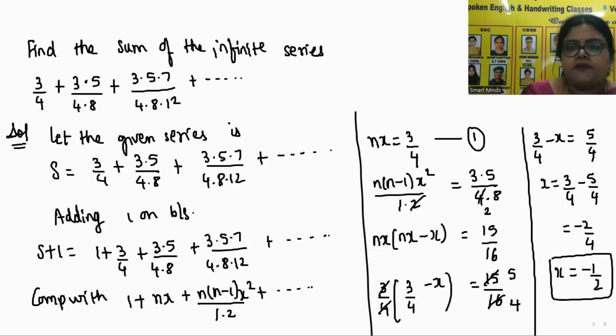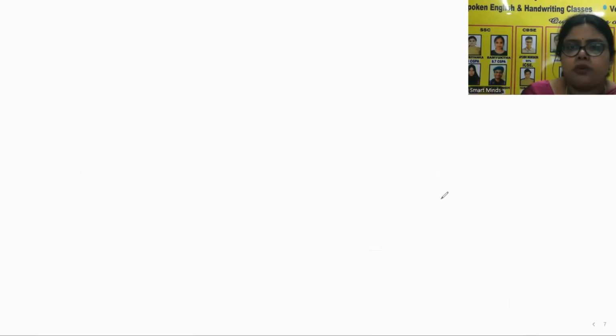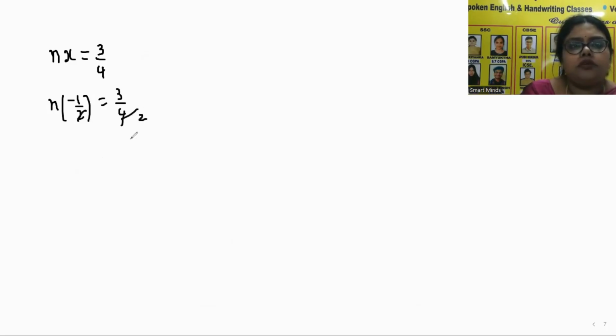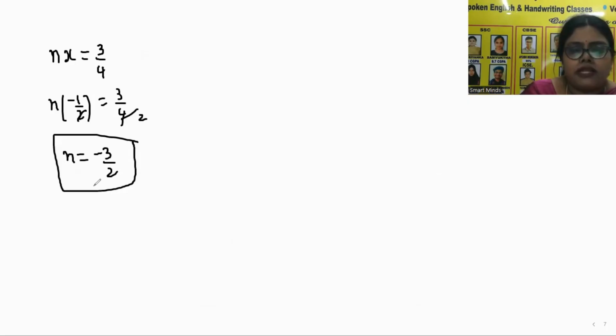So now we need to substitute this x value in equation number 1. So equation number 1 is nx is equal to 3 by 4, and x value we got as minus 1 by 2, so n into minus 1 by 2 is equal to 3 by 4. 2 ones are 2, twos are. So n is equal to minus 3 by 2. Now you got x value and n value both.